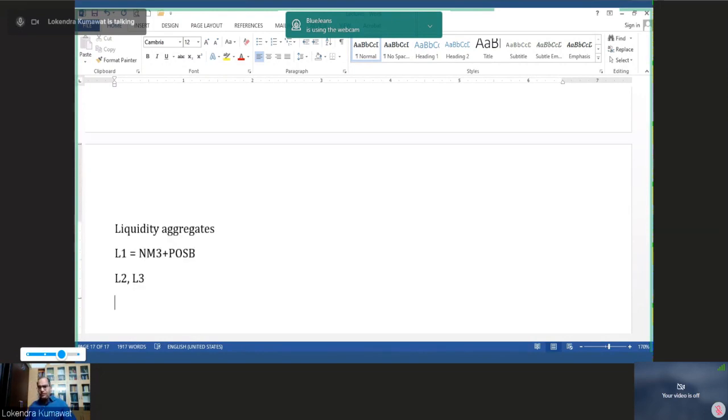The next question is that of determination of money supply. How is money supply determined? That is the next question. Now, here we will discuss just one theory of money supply determination, that is the money multiplier approach.